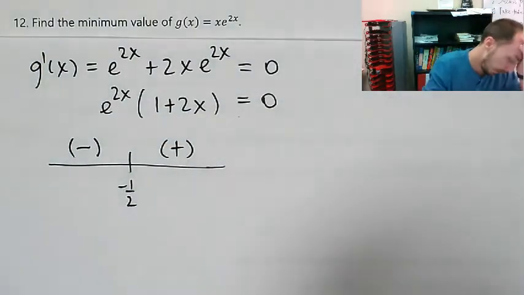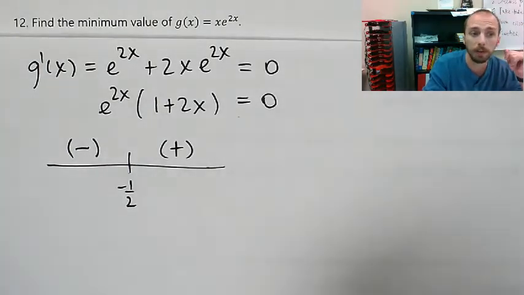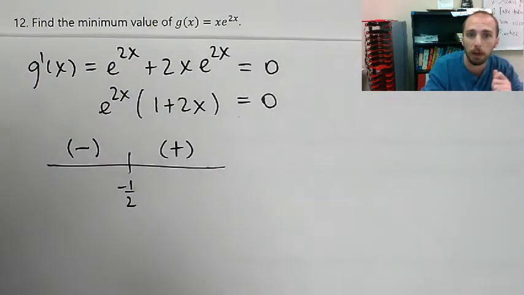Now, the derivative went from negative to positive at x equals negative 1/2. Okay, that means I've got a minimum there.